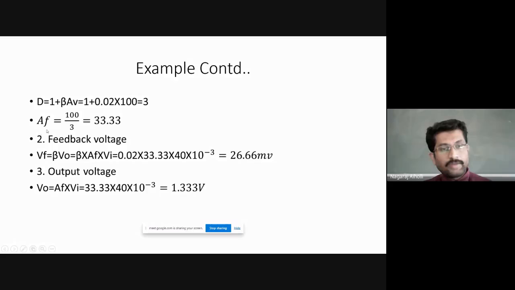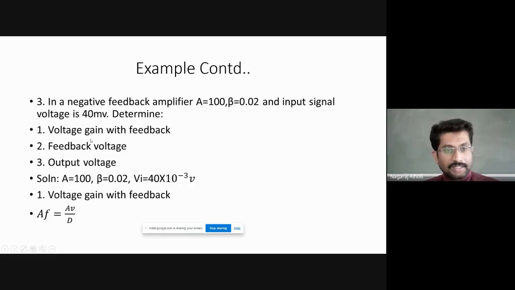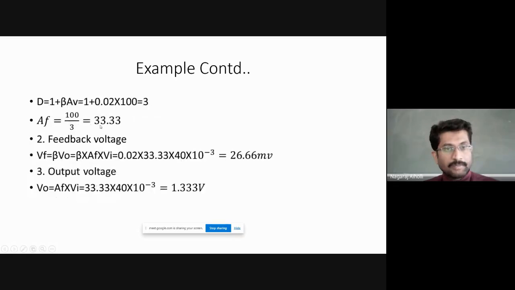Now the gain with feedback is 100 divided by 3. That is A divided by 1 plus A beta. A is 100, so 100 divided by 1 plus A beta, that is 100 divided by 3. That comes out to 33.33. Are you following here, students? Yes, sir. Are you following here?